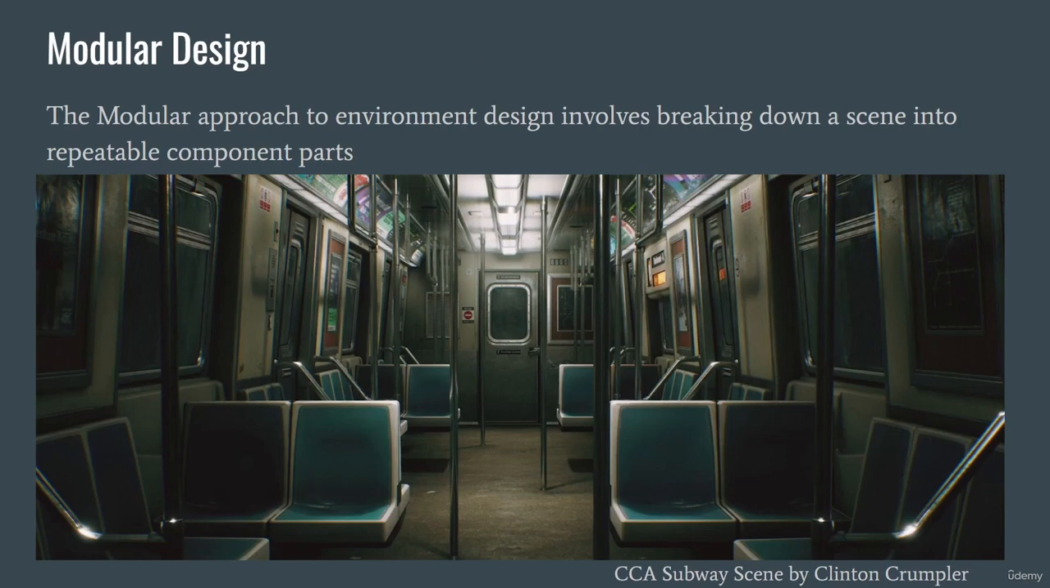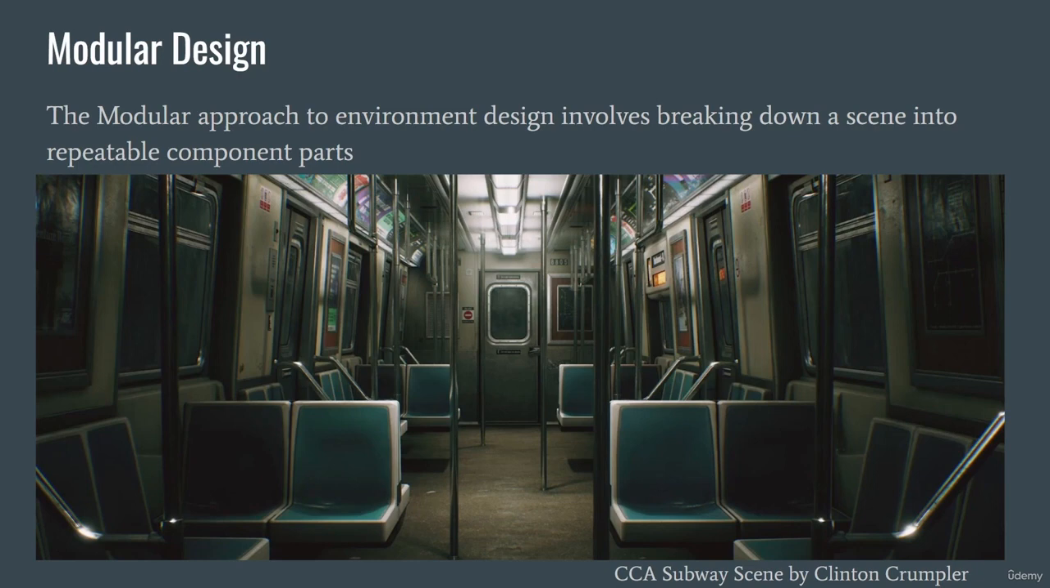So let's talk about how 3D environments are designed. Most scenes use what is known as modular design. The modular approach to environment design involves breaking down a scene into repeatable component parts. Now, this is done for efficiency, both for the artist, as less time is spent making bespoke pieces, and for the machine that it is being rendered on, as instancing the same object multiple times across a scene is more performant than rendering the same number of unique assets.